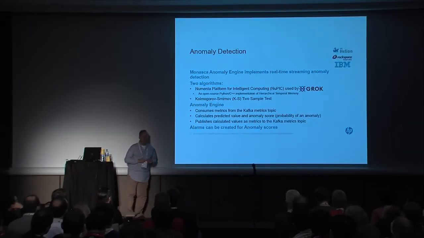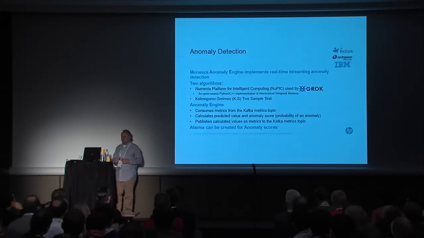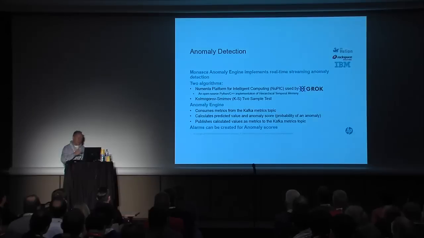And that's a two-sample non-parametric statistic goodness of fit test. And I'll show that in a second here. So the anomaly engine consumes metrics, does a lot of calculations, and publishes metrics back. That's pretty cool. Then, what does it publish back?